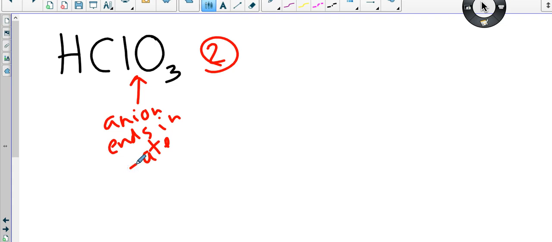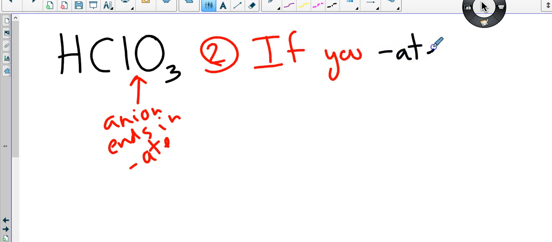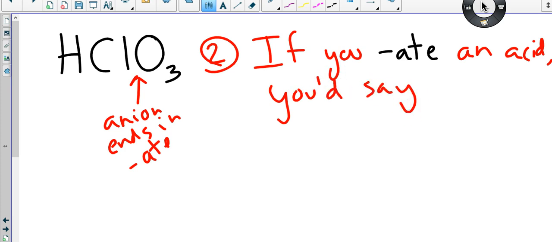What you're going to do is think: if you ate an acid, comma, you'd say "-ic." "-ate" turns to "-ic." This is so easy, okay? You're going to say the name of the polyatomic ion. In this case, it will be a polyatomic ion. There ain't nothing on the periodic table that ends in "-ate." Is there? No, there's not. So you're going to say the name of the polyatomic ion, in this case, chlorate. I'm going to drop the "-ate" and make it "-ic." This is chloric acid. That's it.